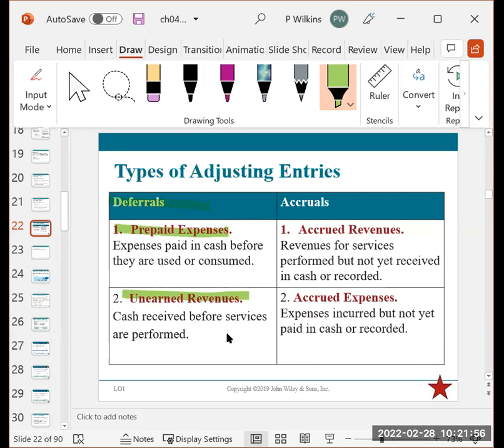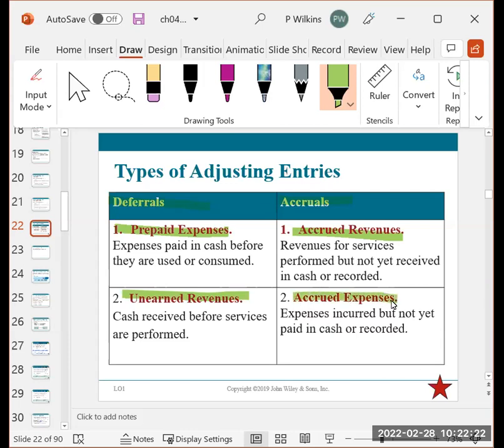Now, for accruals, accrued revenues are revenues for services we've performed, but we have not yet received cash or recorded. That's where you provide services to a customer and they're going to pay you later. That's where you debit accounts receivable and you credit revenue.